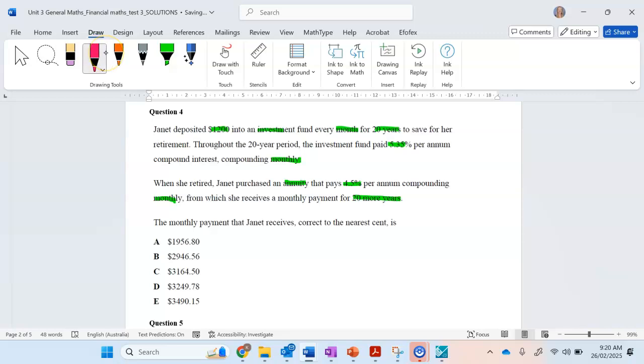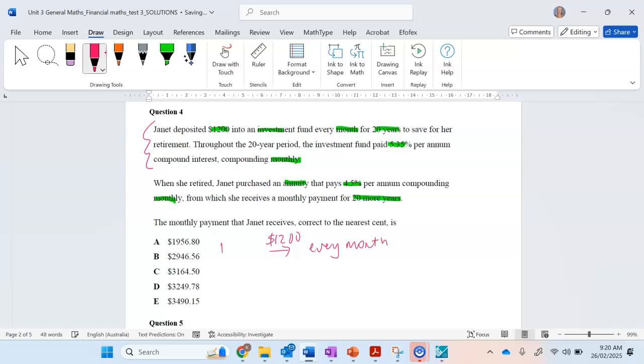Okay, so we've got two things going on here. So let's deal with this first part. So she's put into the bank 1,200 every month into an investment fund. Okay, so she did this every month.